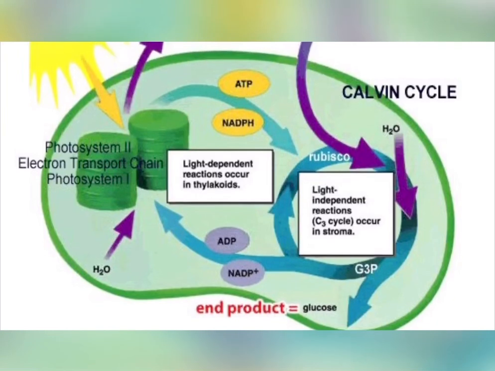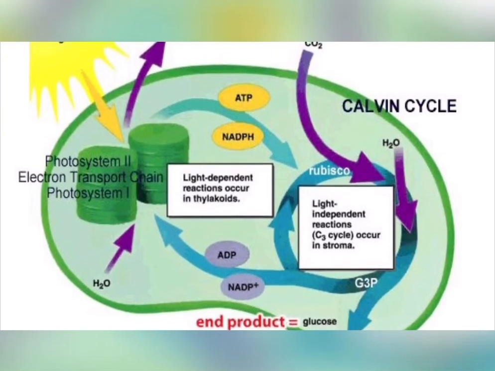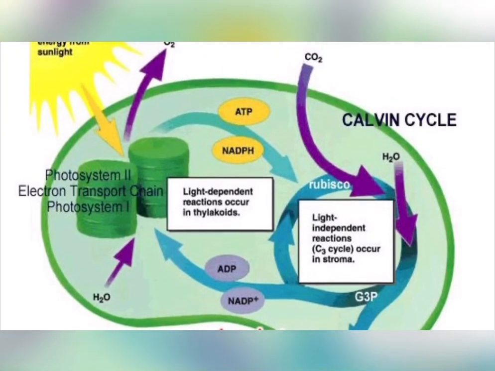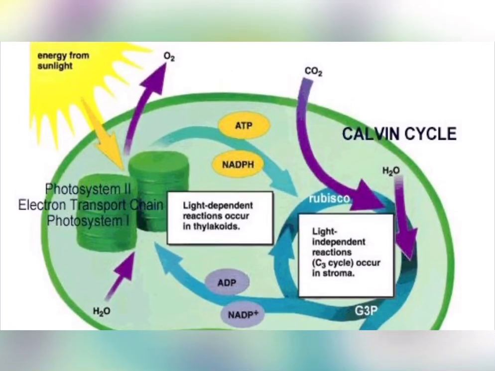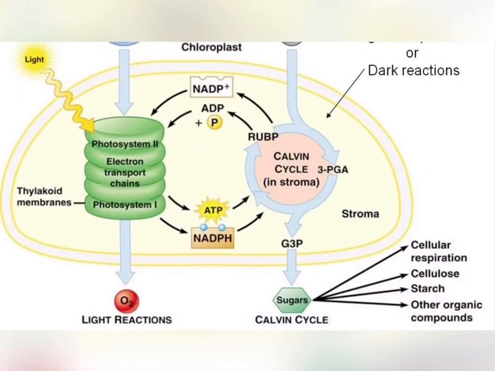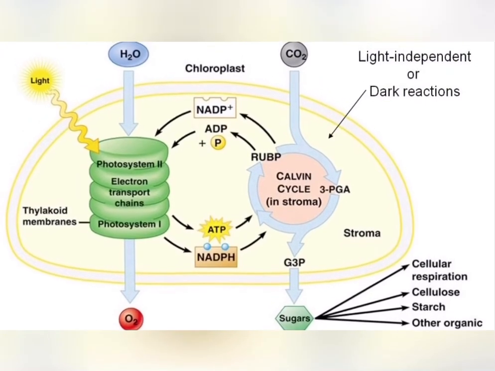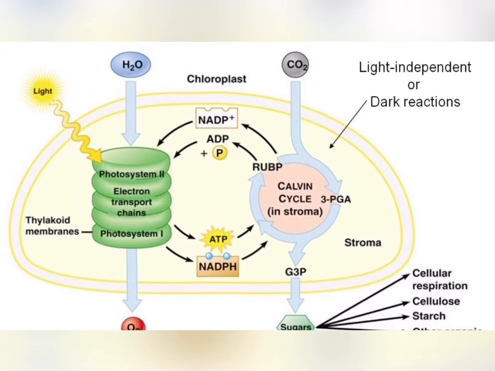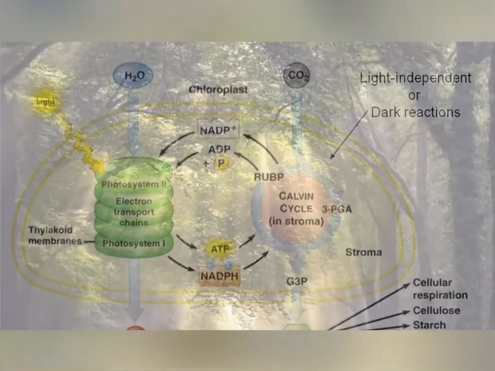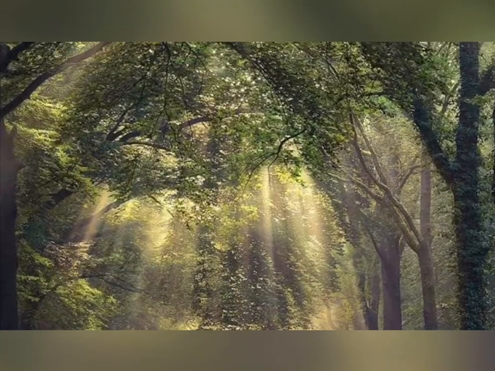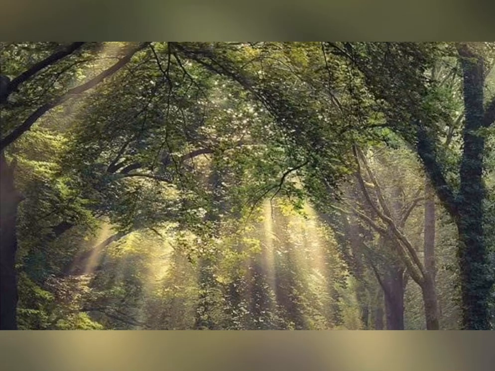The reactions of the Calvin cycle add carbon from carbon dioxide in the atmosphere to a simple 5-carbon molecule called RuBP. The Calvin cycle reactions use chemical energy from NADPH and ATP that were produced in the light reactions. The final product of the Calvin cycle is glucose.